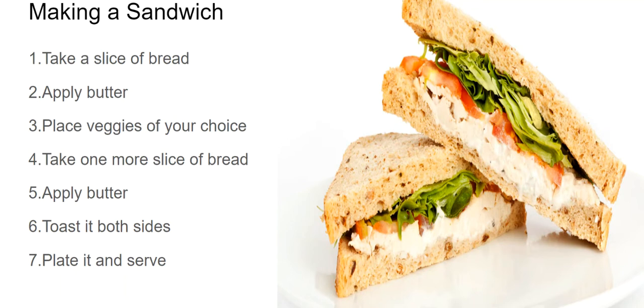Then we need to apply butter on both sides. Then we need to place vegetables of our own choice, whatever it might be. So it differs according to the person. And then we need to add one more slice of bread and then we need to apply butter over it. Then we need to toast it on both the sides. Then plate it and serve.